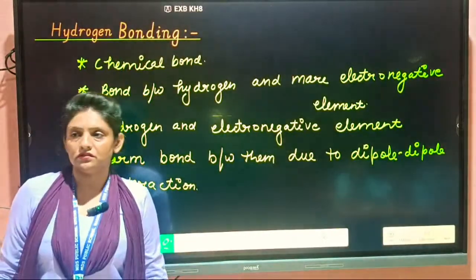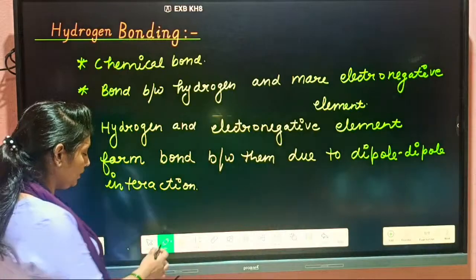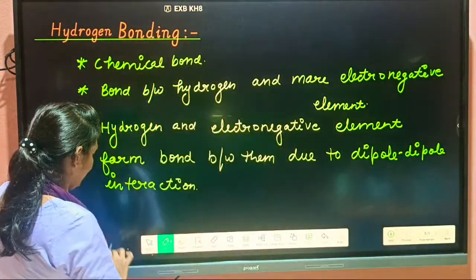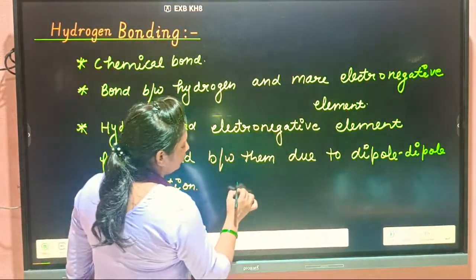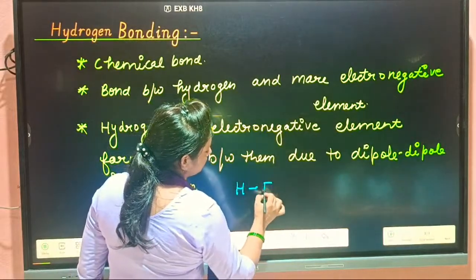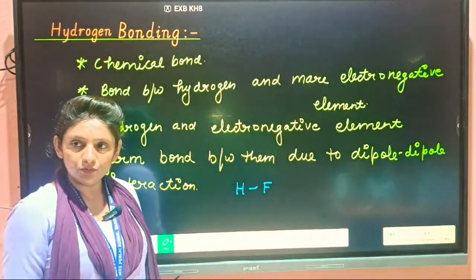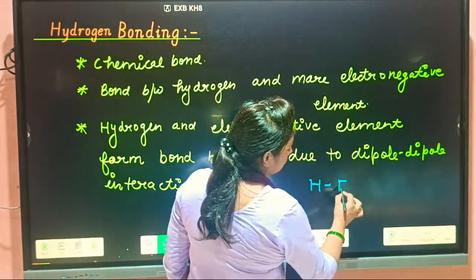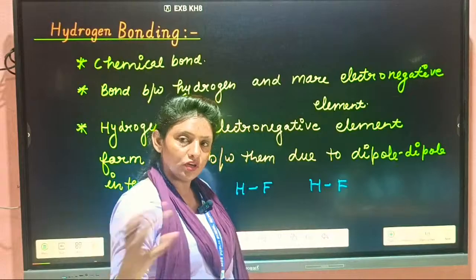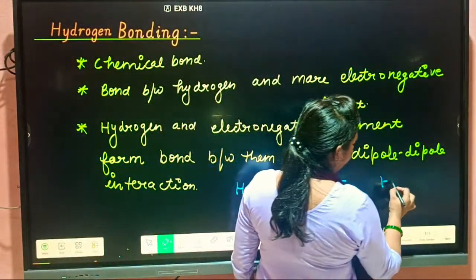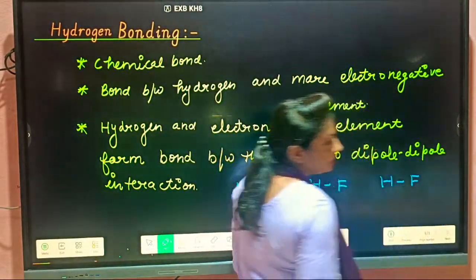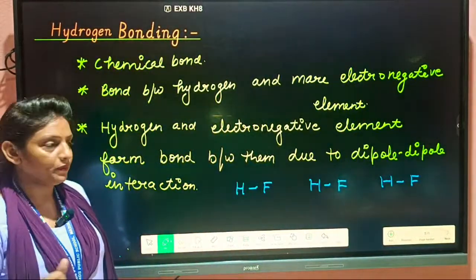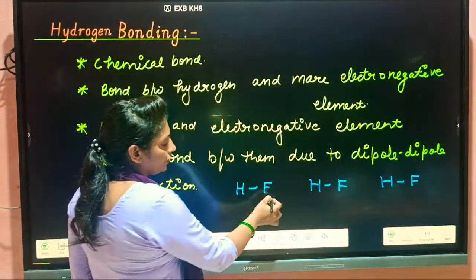What do you mean by this? For example, if we have one molecule of hydrogen fluoride, one more molecule of hydrogen fluoride, one more molecule of hydrogen fluoride, then what will happen? You know very well, fluorine.